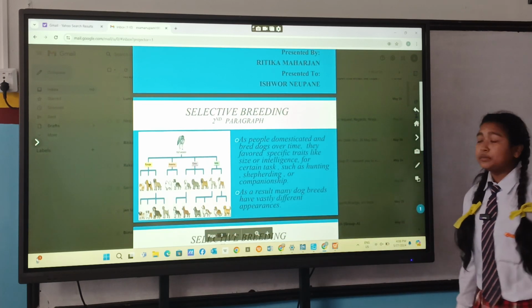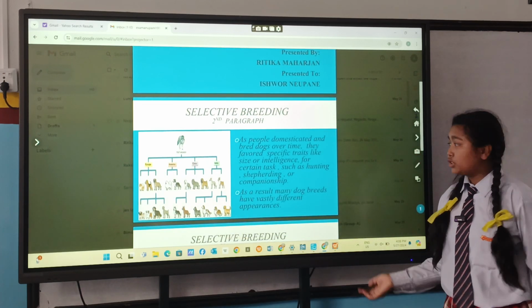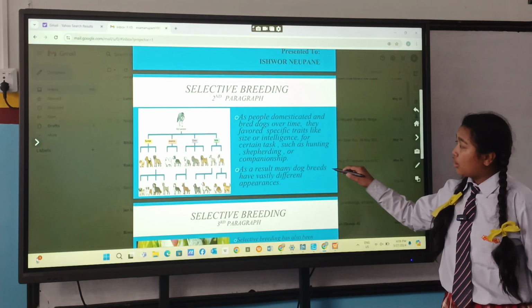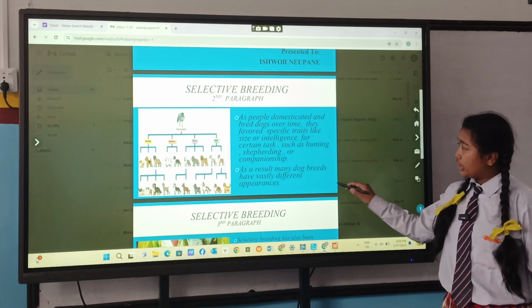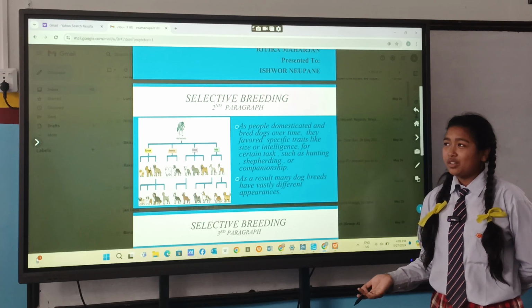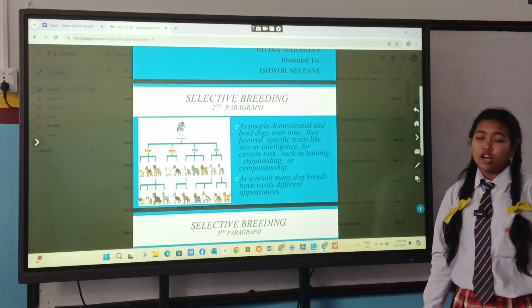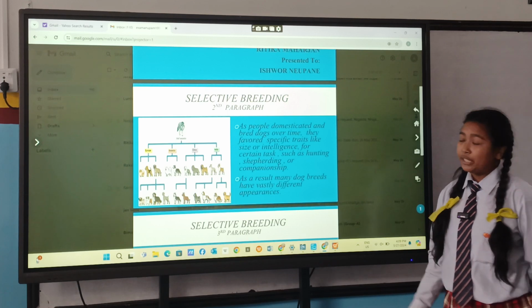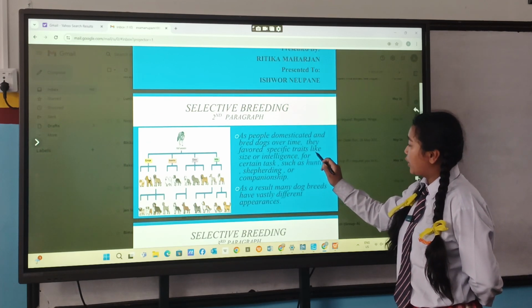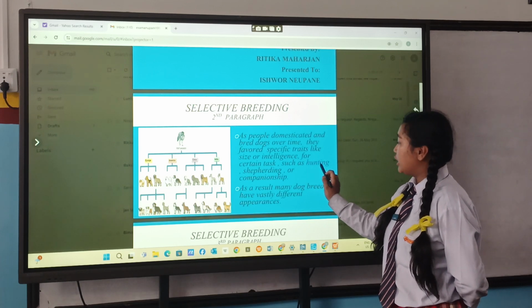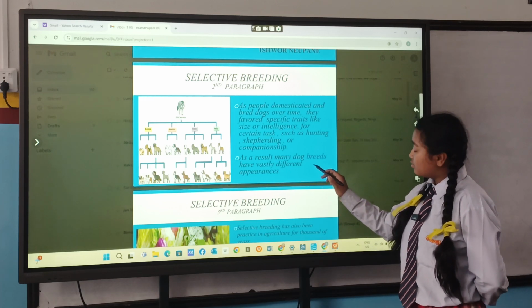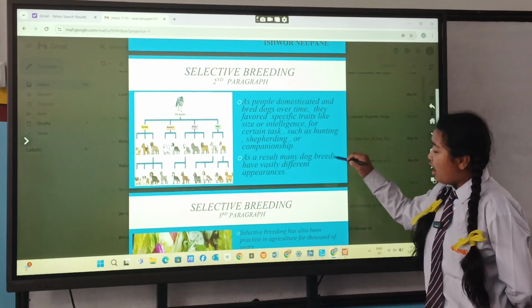Selective breeding. Scientists believe that domestic dogs evolved from the wild gray wolf through artificial selection. Humans were able to create hundreds of different dog breeds. As people domesticated and bred dogs over time, they favored specific traits like size or intelligence, such as for hunting, breeding, or championship. As a result, many dog breeds have vastly different appearances.